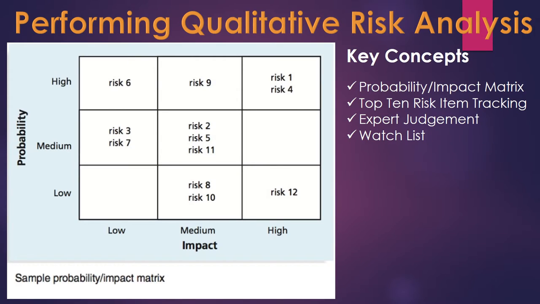Performing qualitative risk analysis. Qualitative risk analysis involves assessing the likelihood and impact of identified risks to determine their magnitude and priority. Some key concepts in this part of the risk management process are a probability or impact matrix, top 10 risk item tracking, expert judgment, and a watch list.